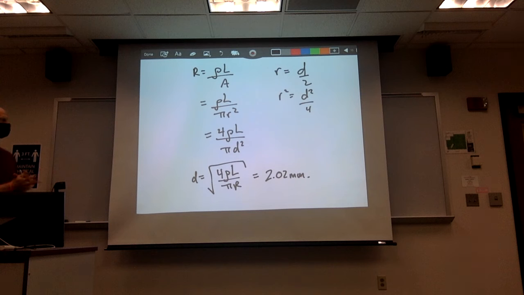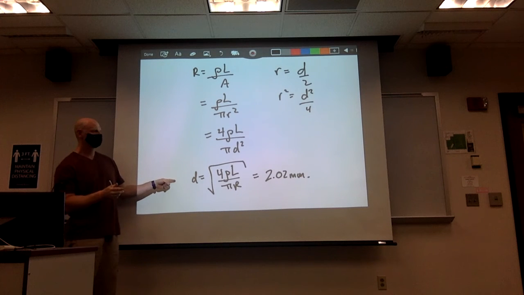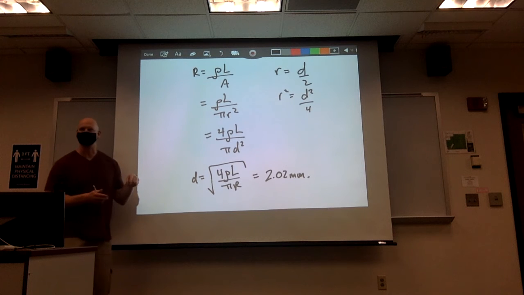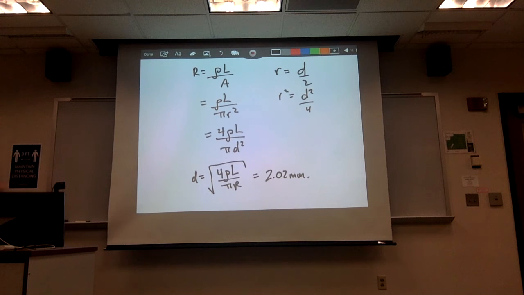So this represents then the smallest radius that I can use, or the smallest diameter. Because again, what I want is the resistance to be less than 0.1, which means the bigger I make the diameter, then the less the resistance is going to be. So this is then the smallest diameter that I can actually use. So good, so this is part A.